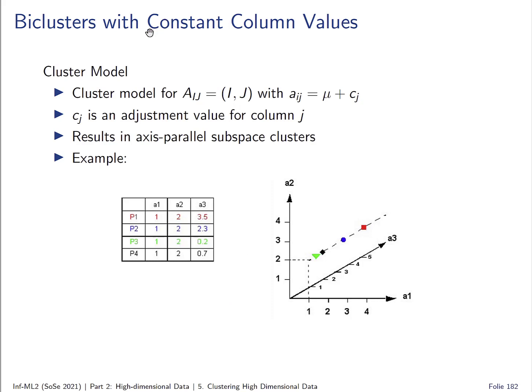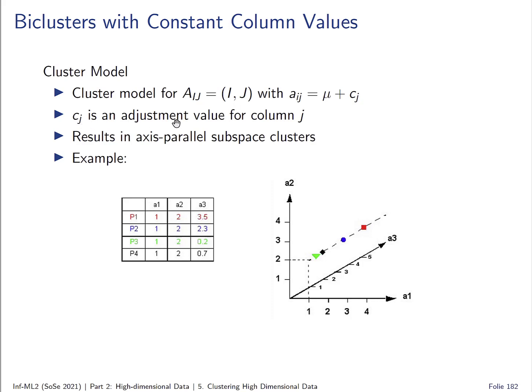So here are, first of all, biclusters with constant column values. So we look for constant values in all the participating columns of the bicluster, but in different columns it could be different values. The cluster model for those is an additive model here. So we have this specific value mu still existing, but I are the rows, J are the columns. So for each column, we add some specific bias, so to say, some specific adjustment.